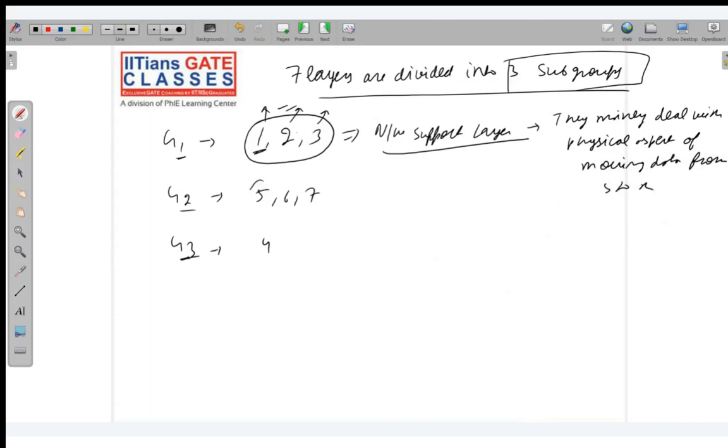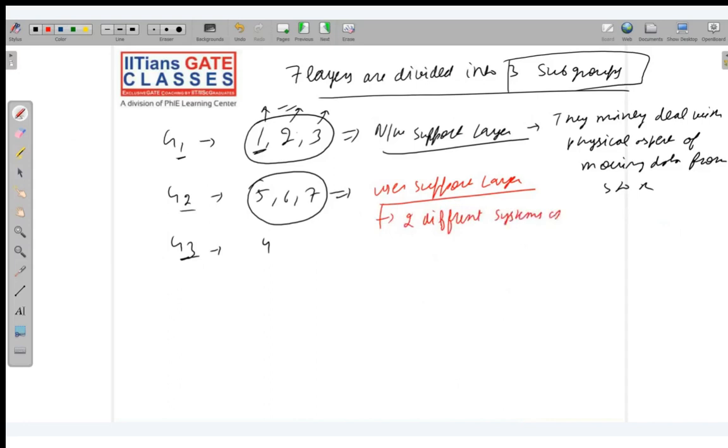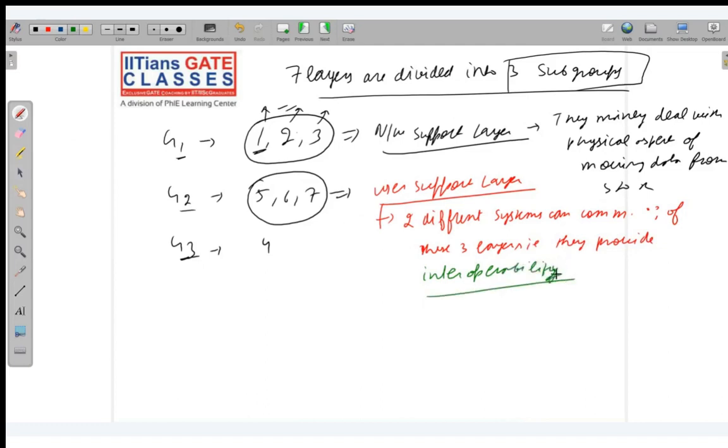Okay, layers 5, 6, 7 are known as the user support layers. What do you mean by user support layer? I have told you, a Windows system can communicate with a Unix system and so on. So who will provide interoperability? Interoperability means common format and so on. That will be taken care of by layers 5, 6, and 7. Two different systems can communicate because of these three layers. That is, they provide interoperability. So this is group number two.